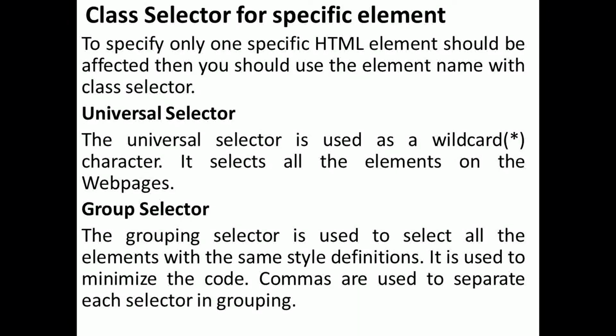Okay, so basically the grouping selector is used to select all the elements with the same style definition. It is basically used to minimize the code. So you have to minimize the code with the help of this group selector. Commas are used to separate each selector in the grouping. We have to use comma to say that we are separating the selectors.